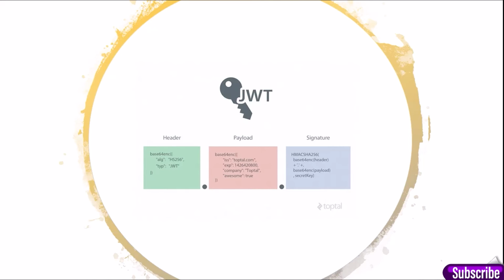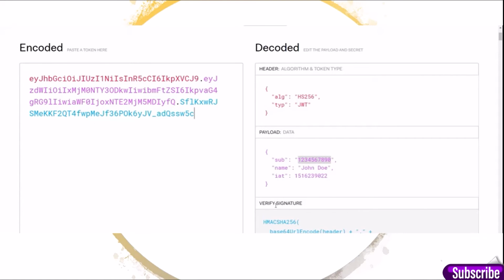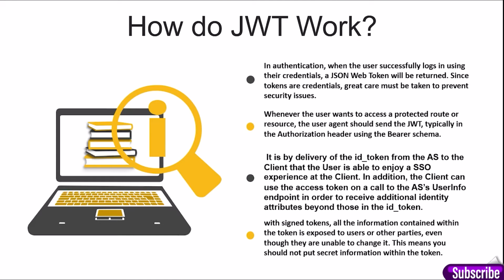Now, in this diagram, we can see the header, payload, and the signature. The header contains the algorithm and the type. The payload contains the body, and then the signature. So this is one sample of an encoded JWT, and we can see it in the decoded format. The left hand side is the encoded format and the right hand side is the decoded one, where we can see it contains header, payload, and signature.